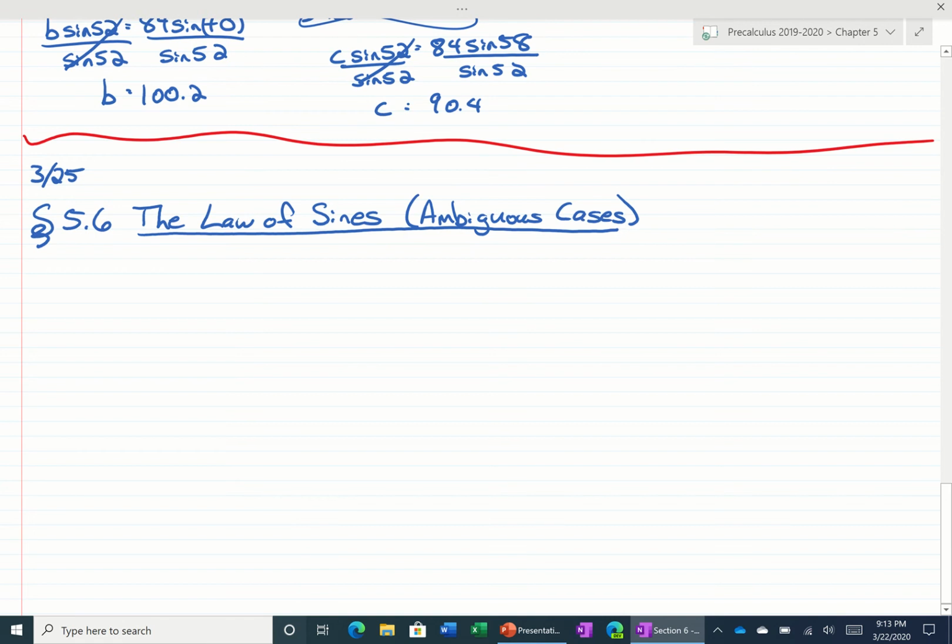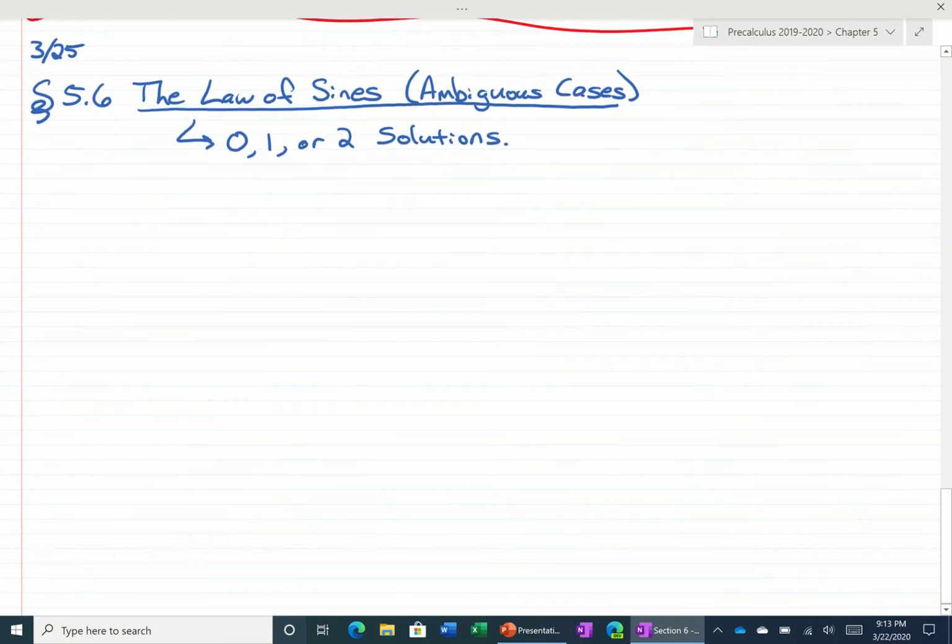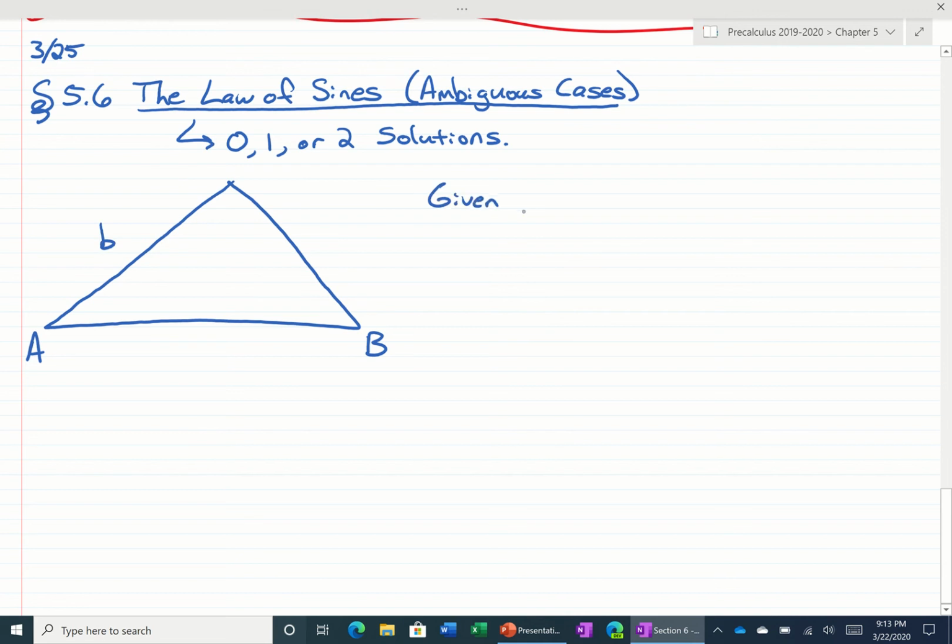And it's possible with the law of signs to come up with 0, 1, or 2 solutions. And let me show you what I mean. Generally what you're going to be given is angle A, side B, and side A.